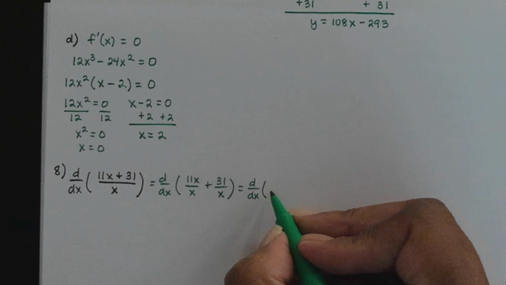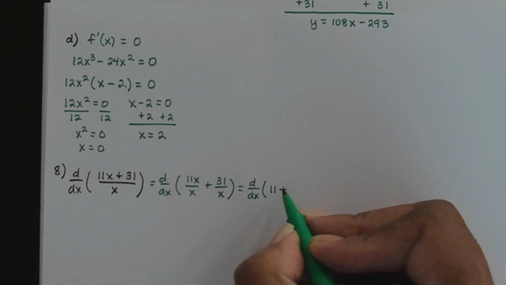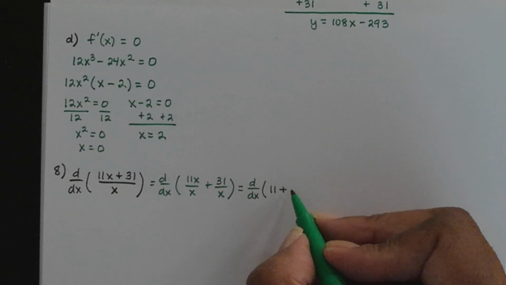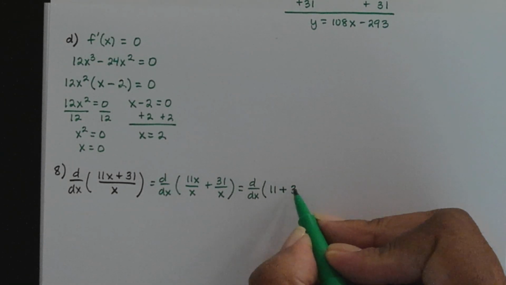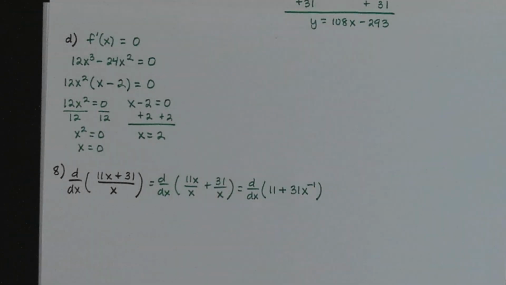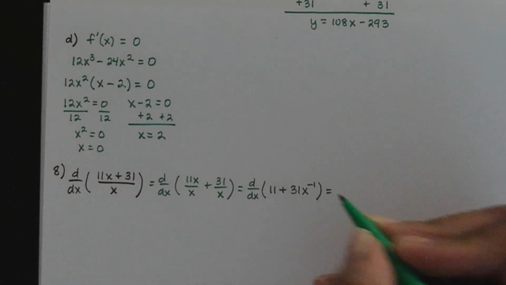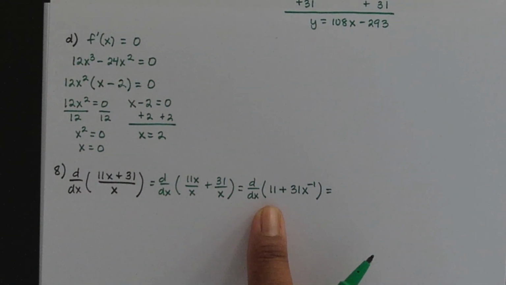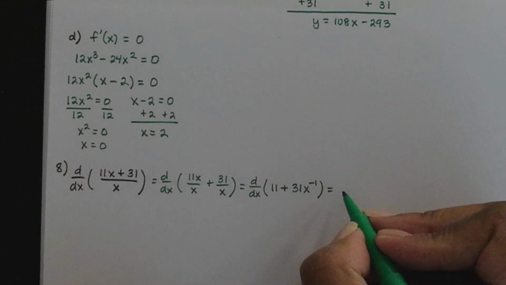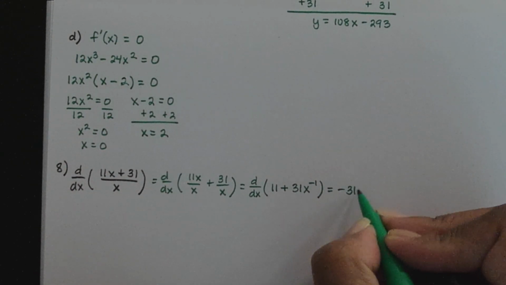Well, 11x divided by x will leave me with 11. That x is like x to the first power. I'm going to pull that out of the denominator and write this as 31 x to the negative 1. And then take its derivative here. The derivative of 11 is what? 0. The derivative of 31x to the negative 1 would be? Negative 31x to the negative 2.